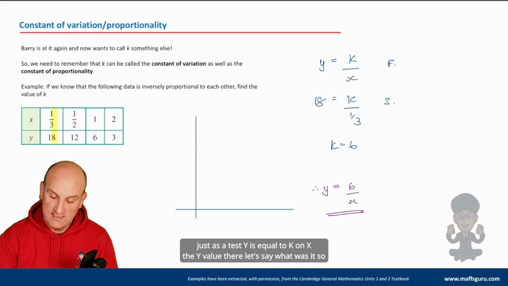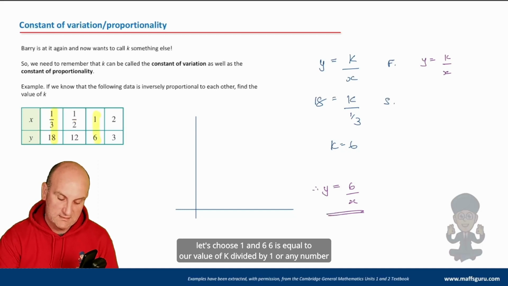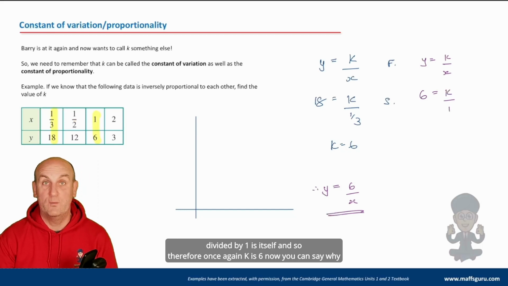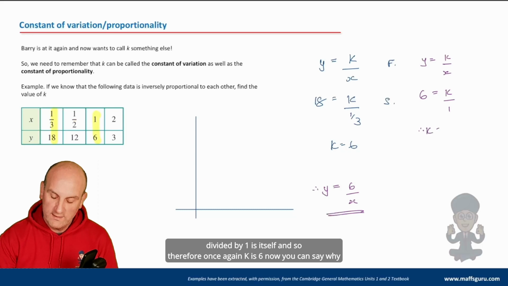Let's do that just as a test. Y is equal to k on x. The y value there, let's say, what was it? So let's choose 1 and 6. 6 is equal to our value of k divided by 1, or any number divided by 1 is itself. And so therefore, once again, k is 6.